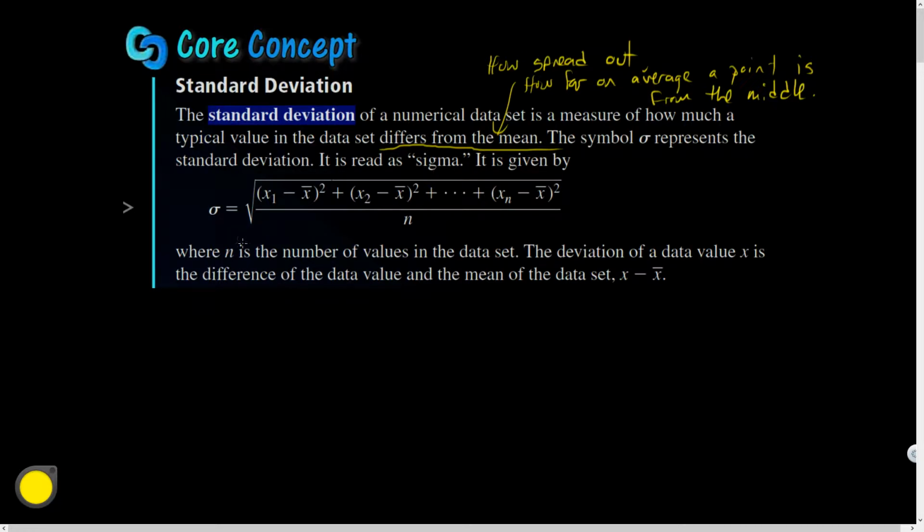And then they tell me some of these things. N is the number of values in the data set. It looks like at the end they're dividing by n. They're dividing by how many points of data we have. It says the deviation of a data value x is the difference, so I'm subtracting a data value and the mean of a data set. So I'm going to be taking a data point and subtracting x bar. Remember how we referred to mean as x bar?